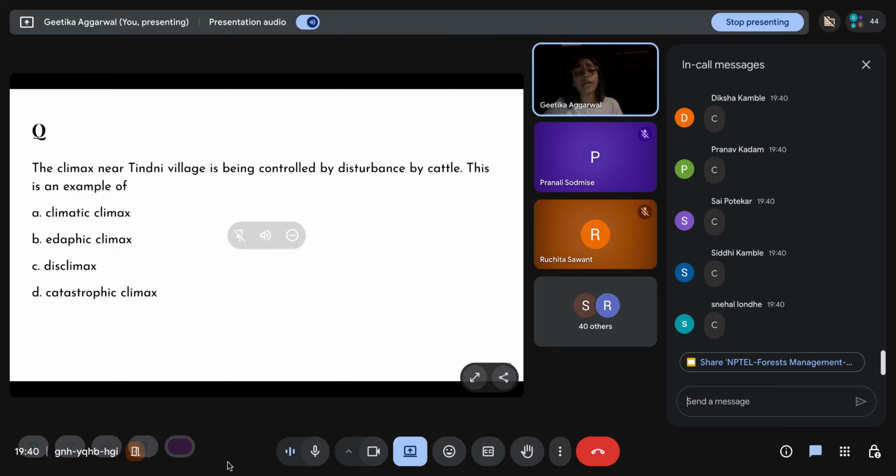So there's a climax community near Tindini village. It is being controlled by disturbance by cattle. Is this an example of climatic, edaphic, disclimax, or catastrophic climax?